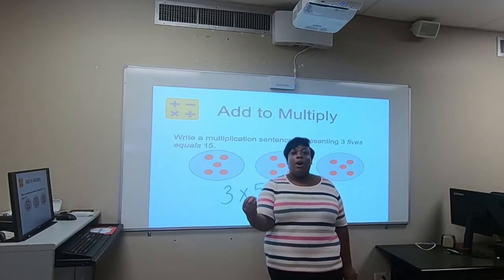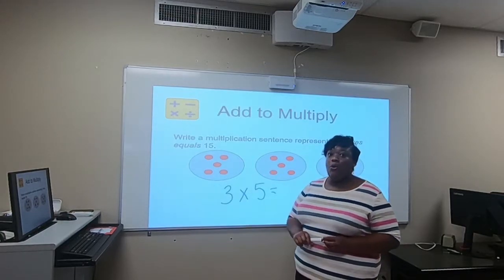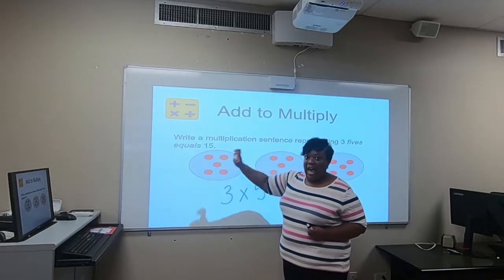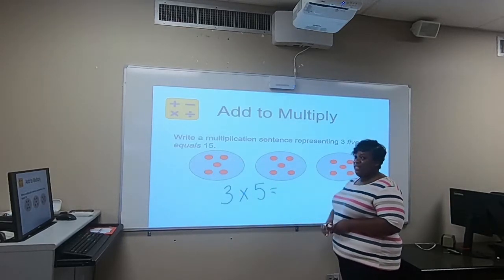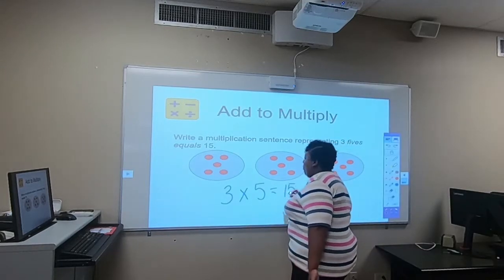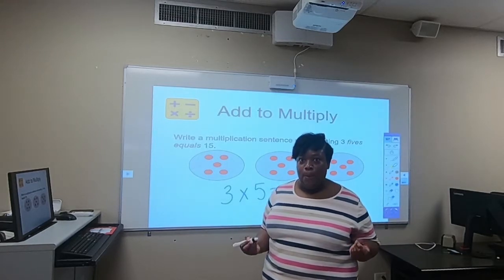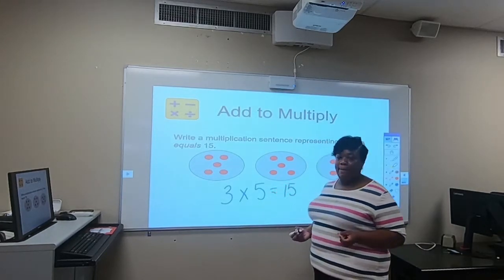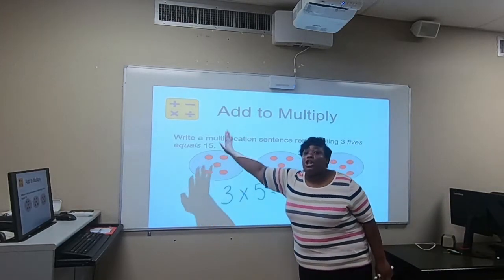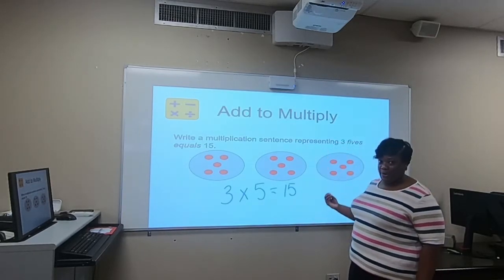Now, we want to know our total. Remember, I told you you can skip count. So let's skip count by 5 to find our total. 5, 10, 15. So 3 times 5 is 15. Boys and girls, where do I see 15? I should see 15 somewhere in this picture. Where do I see it? That's correct. That is the total number of red circles in all three groups, okay?